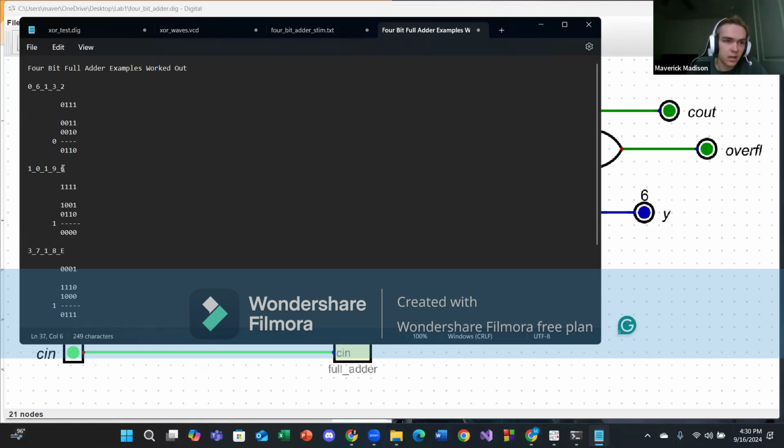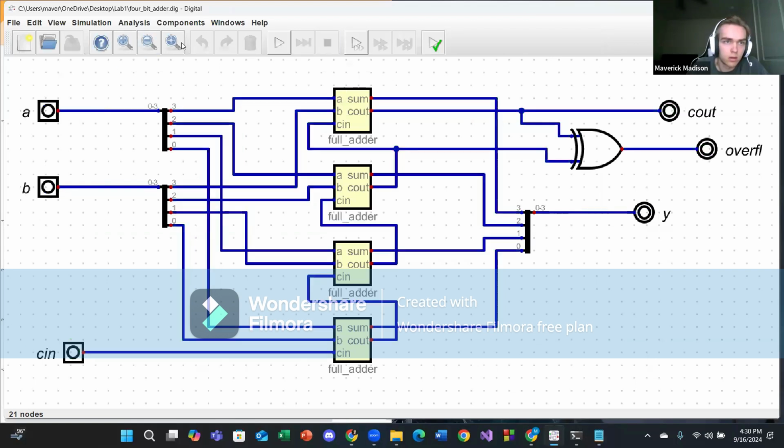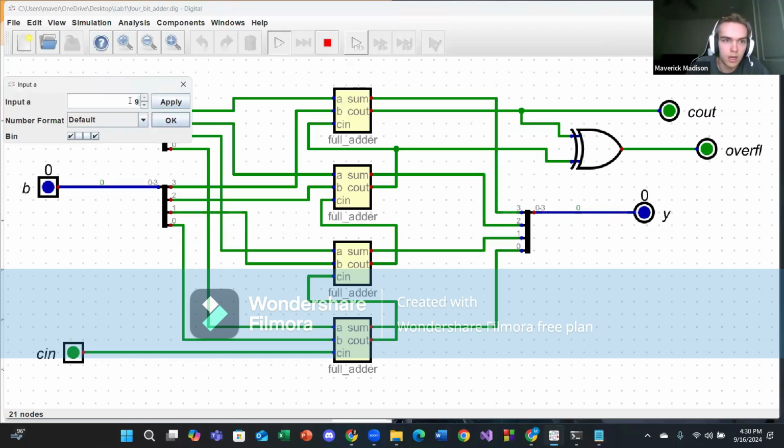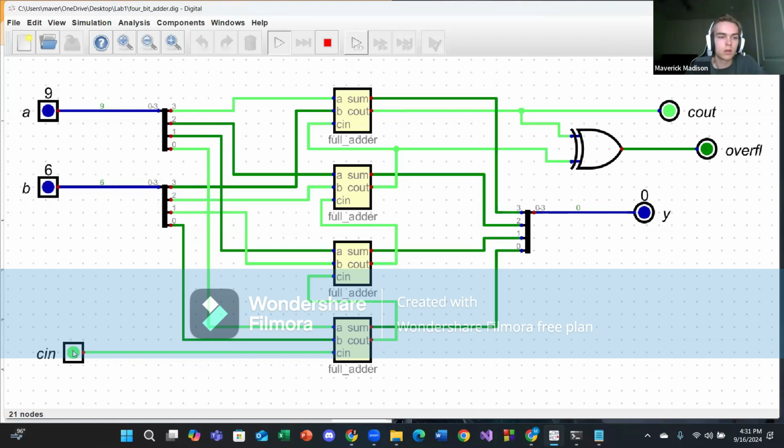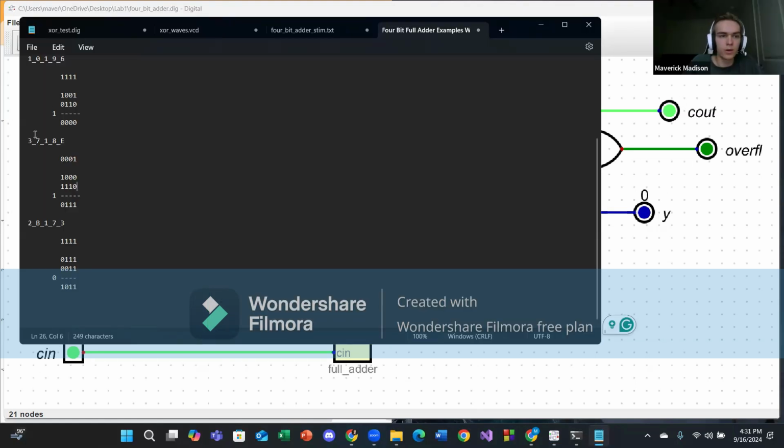A being 9, B being 6, carry-in being 1, expected sum being 0, and we have a carry-out of 1. So let's simulate this again. Yep, 9, 6, carry in. So we have a carry-out of 1, overflow of 0, and we have an expected sum of 0, which is correct.